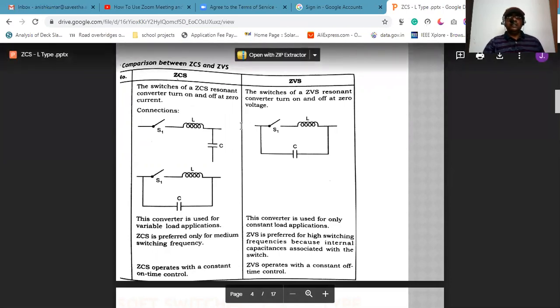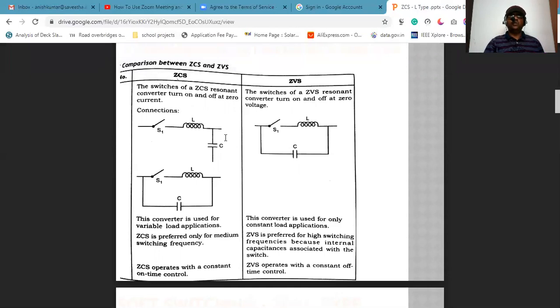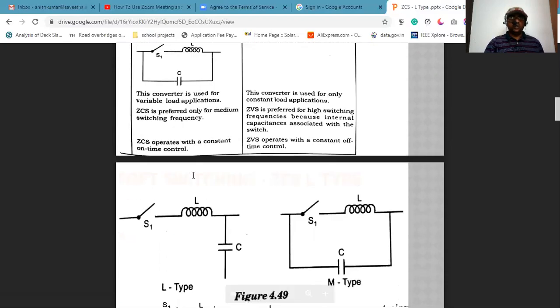We have studied in DC chopper that there are two types of control techniques. One is time ratio control, another one is current limit control. In current limit control, there is only one type. In time ratio control, there are two types: one is called constant on-time control, another one is constant off-time control.